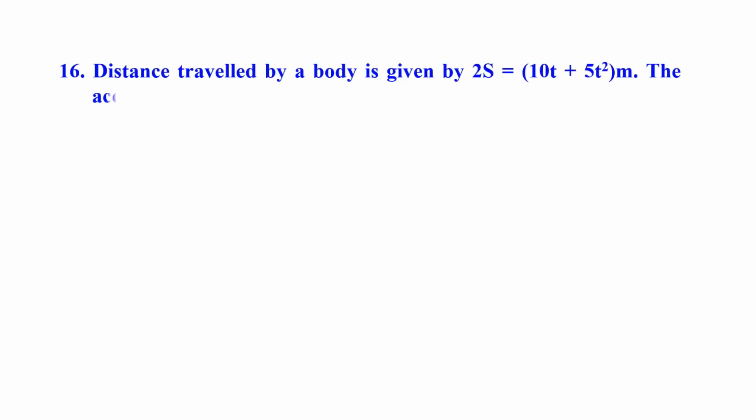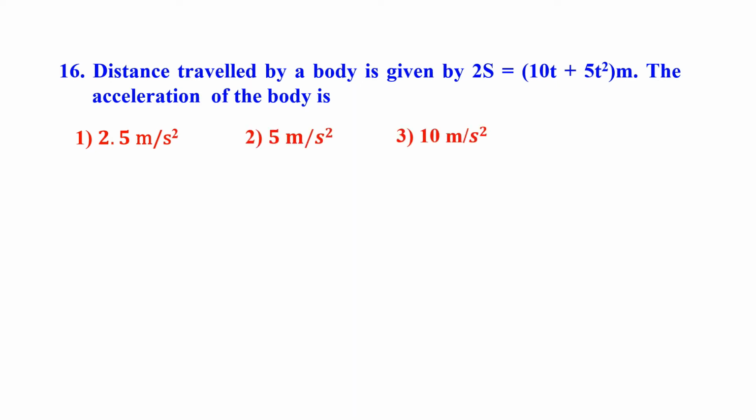Next. Distance travelled by a body is given by 2s is equal to 10t plus 5t square meters. The acceleration of the body is 2.5 meter per second square, 5 meters per second square, 10 meters per second square, 0.5 meters per second square. Now let us go to the solution.